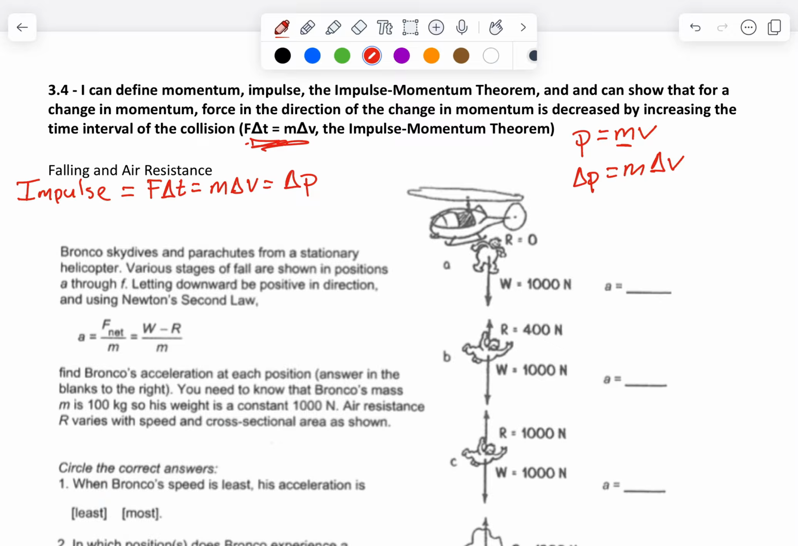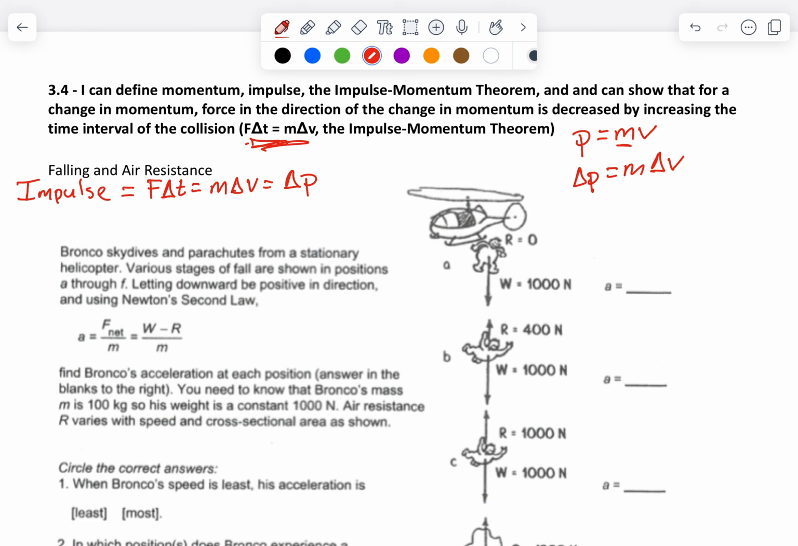That means that this is also equal to a change in momentum. And that's what we're going to be using throughout this unit, this understanding that impulse is equal to force times change in time, which is equal to mass times change in velocity, which is equal to a change in momentum. Now, depending on what you are given or what you're looking for, you'll use this equation in different ways, but this is the gist of what we will be doing in 3.4, 3.5, and your final boss challenge. So let's look at this through Bronco.